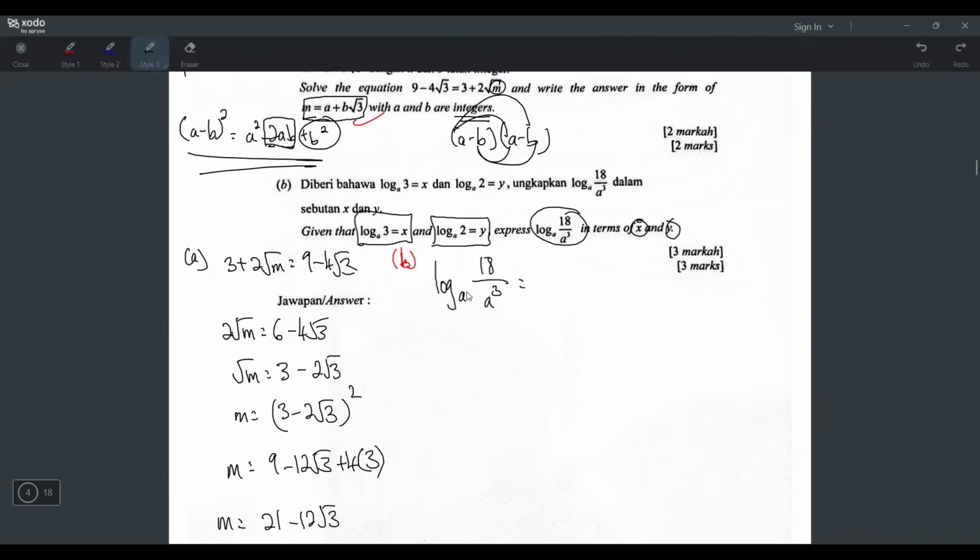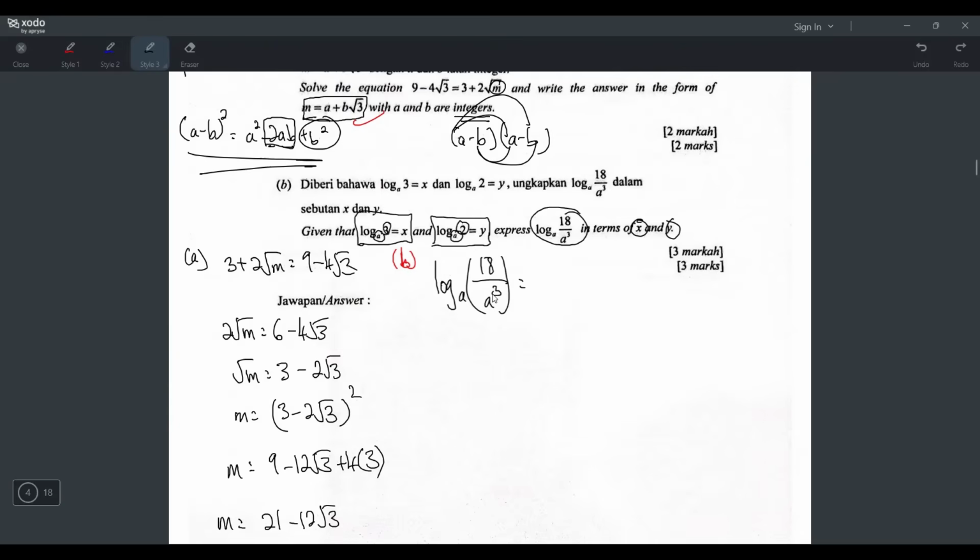If you look at the base here, this one is base a. And the information given is also log base a. That means the log base is already correct. I don't need to change the base anymore. I can just focus on what's inside here. What's inside here? 18 over a cube. But the information is log 3 base a and log 2 base a, while the one I have here is 18 over a cube.